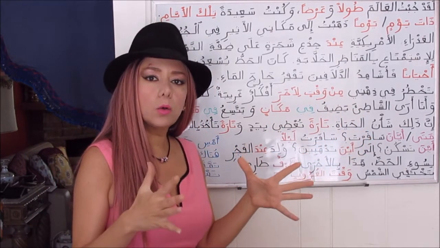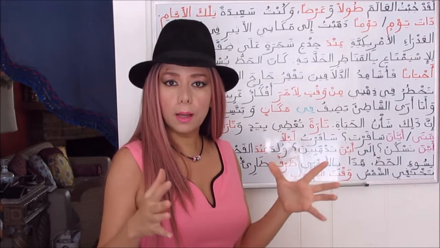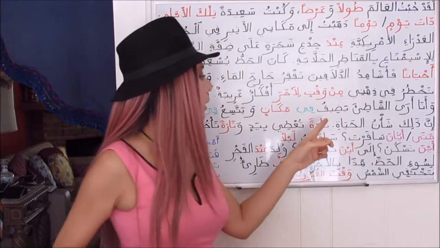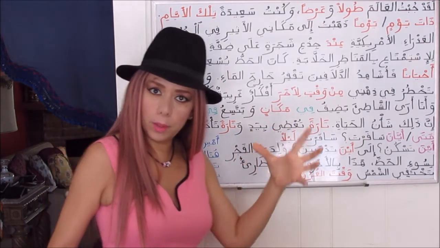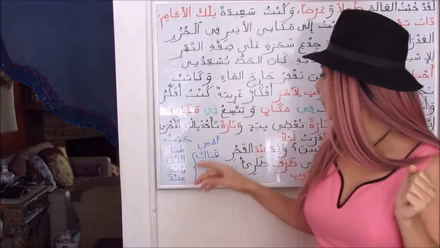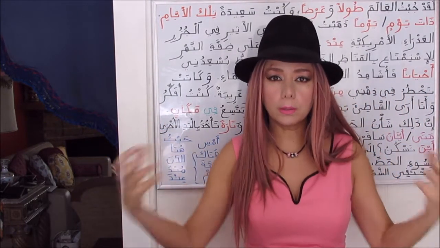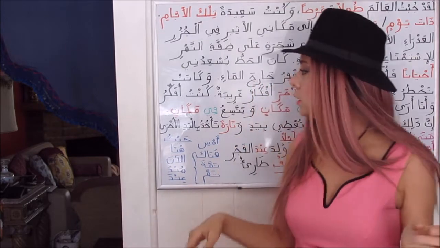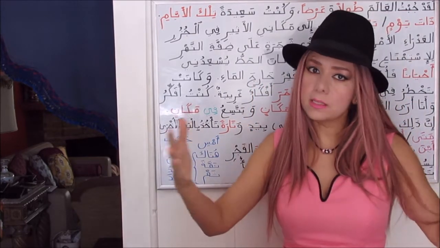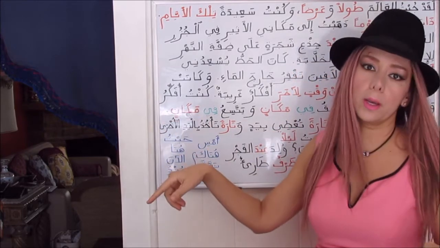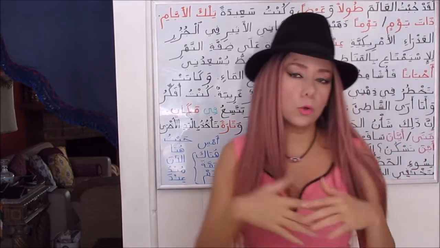narrowing, يضيق, from the verb ضاق, to narrow, narrowing in one place, في مكان, in one place, ويتسع, اتسع, to widen, to broaden, to expand, and broadening or expanding in elsewhere, in another place, في مكان, in another place or in elsewhere.